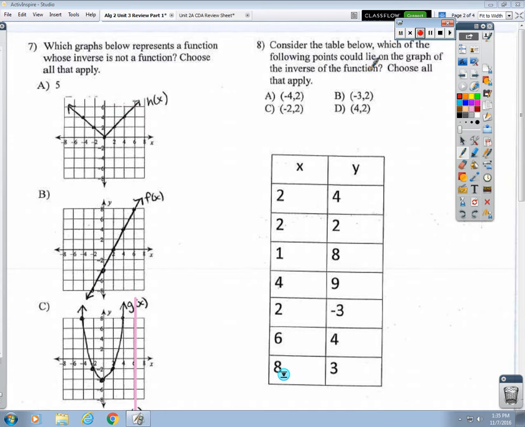Alright. Which graphs below represent a function whose inverse is not a function? Pay attention. Choose all that apply. How do I know what the inverse of this graph looks like? Right, the opposite point. So, what are the coordinates of this point? 4, 4. What's the opposite of 4, 4?